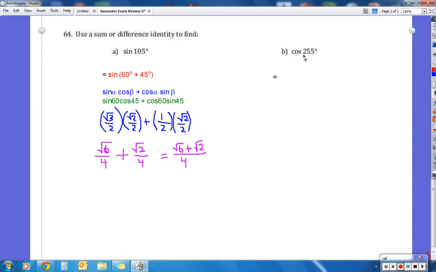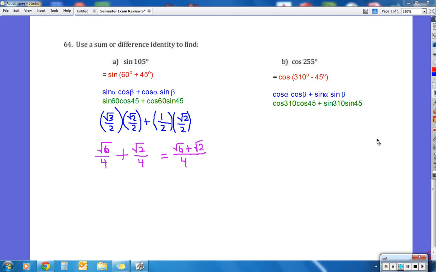Now let's look at the cosine of 255. There are several ways to get this. You could add together 210 plus 45. I want to do a difference this time, so I'm going to do 300 minus 45. So you can see here I have 300 minus 45 degrees. It is important when you're doing a difference to pay attention to which angle goes first, to make sure that you get exactly the angle we want here. So 300 minus 45, 300 is going to be my alpha angle, 45 is going to be my beta. So now I'm going to replace the original cosine of the difference with its identity.